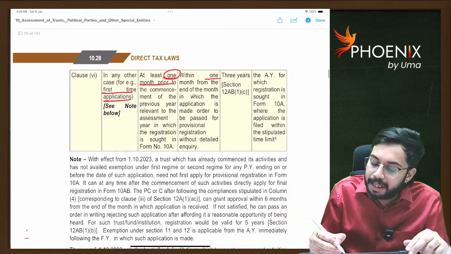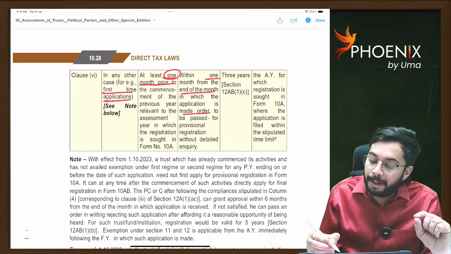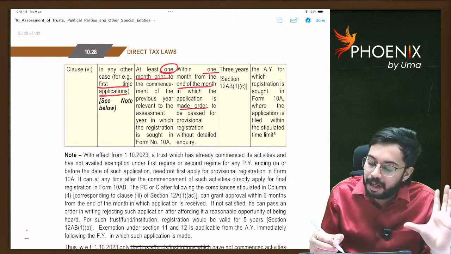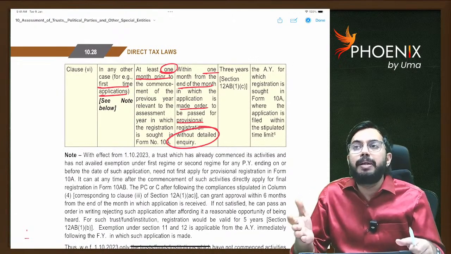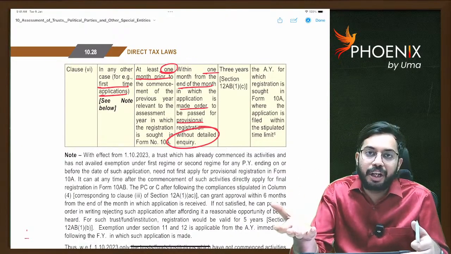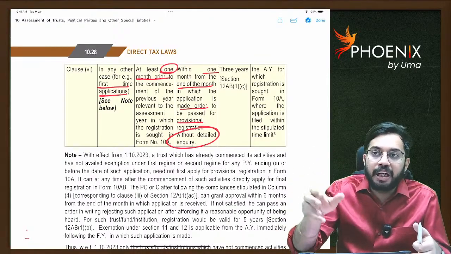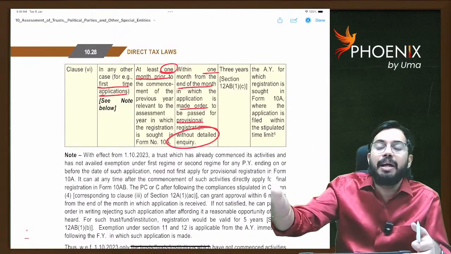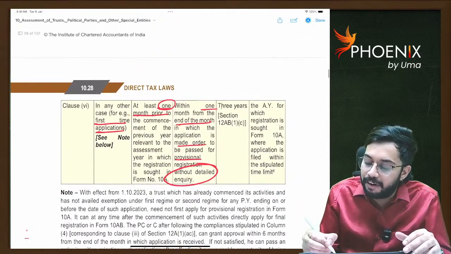So within 1 month from the end of the month in which the application is made, an order is to be passed for provisional registration without detailed inquiry. So the commissioner, principal commissioner, will not do any inquiry. So I am applying for provisional registration. I made the application. The month in which I made the application, ignore that month. Within the next 1 month, I am going to get the provisional registration, and that provisional registration is valid for 3 years.